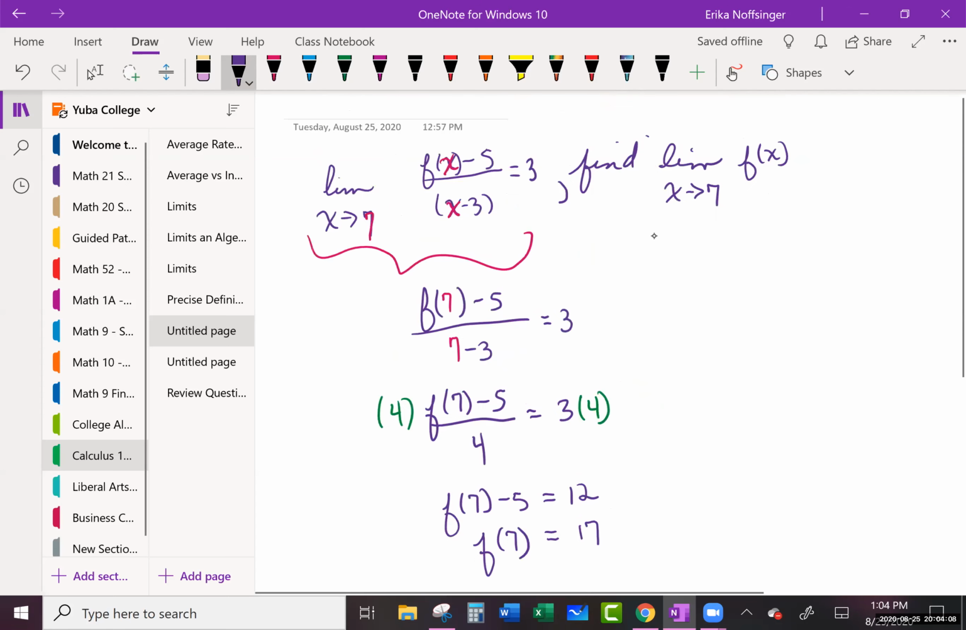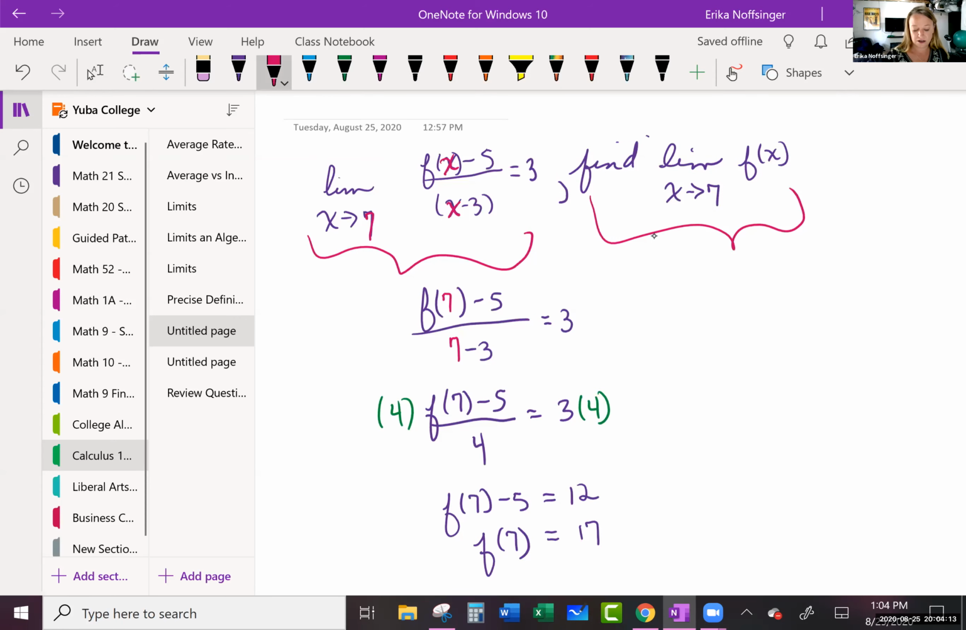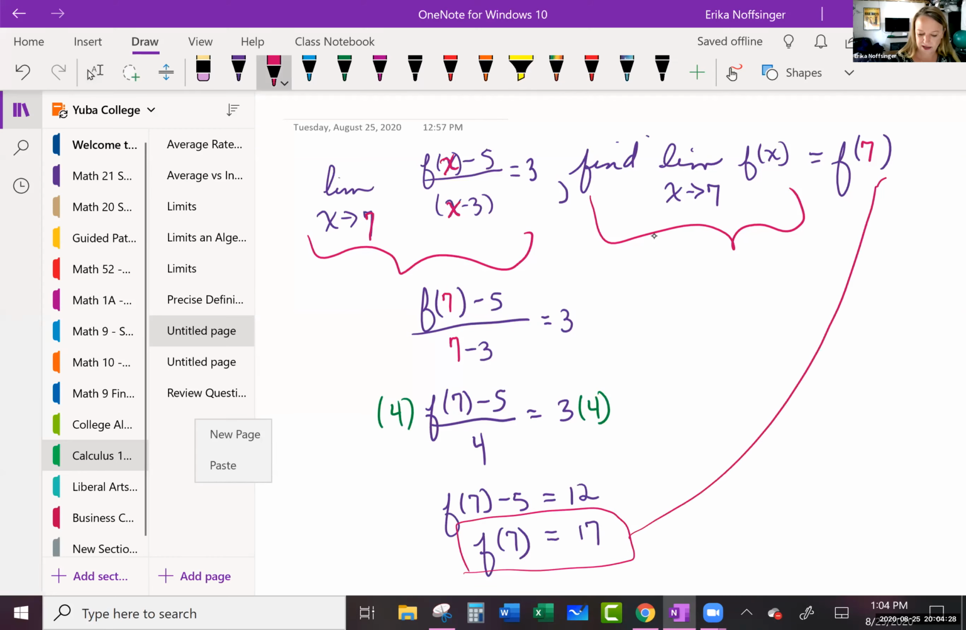Now, when it says find the limit as x approaches 7 of f of x, this should equal f of 7. And we just found below what f of 7 was. f of 7 is the same thing as 17. Okay, so any questions over the steps of that? Does that clarify and figure out where you were missing?